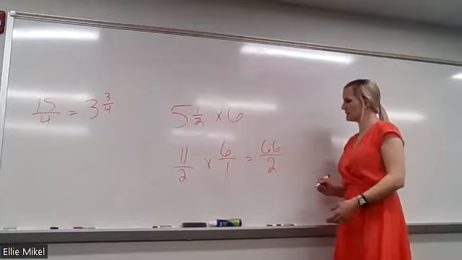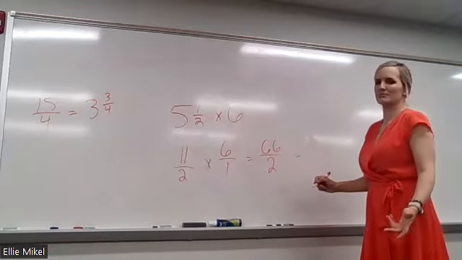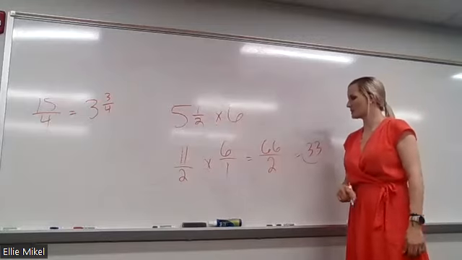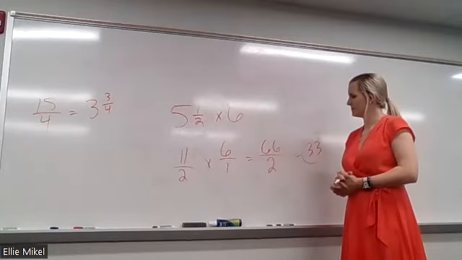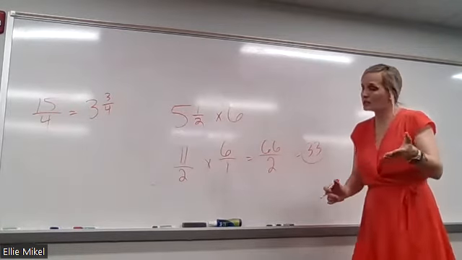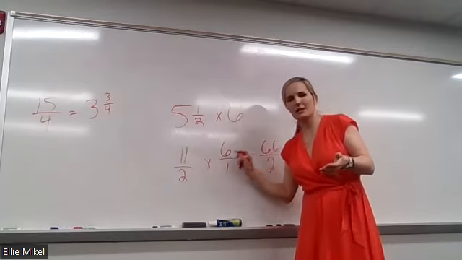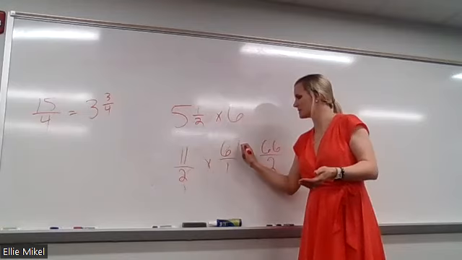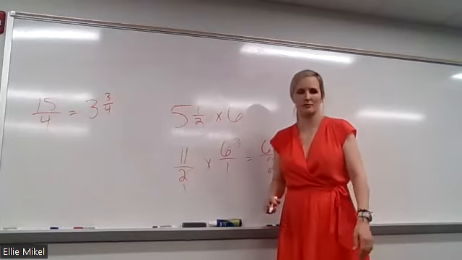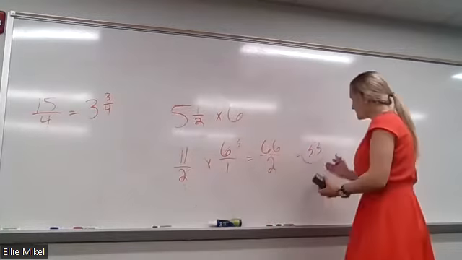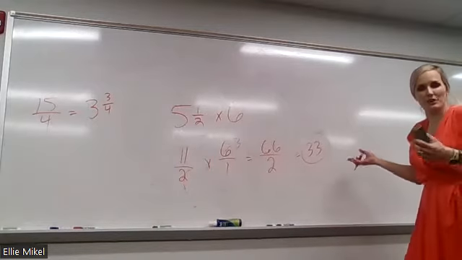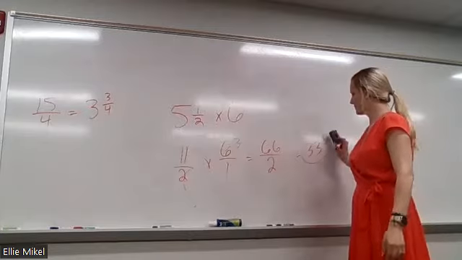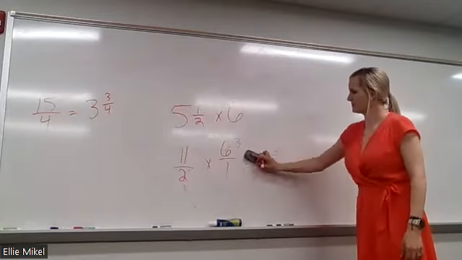So I can go ahead and reduce this. Again, this is going to be kind of easy here. 66 divided by 2 is 33. So I end up with the answer 33. And again, if you wanted to, don't forget you could have reduced here at the very beginning. 6 and 2, both divisible by 2. I could have changed this to 1 and this to 3, making it 11 times 3, which is 33. And your answer doesn't have to be a fraction. Your answer can be a whole number. That's okay. It doesn't have to be 33/1.